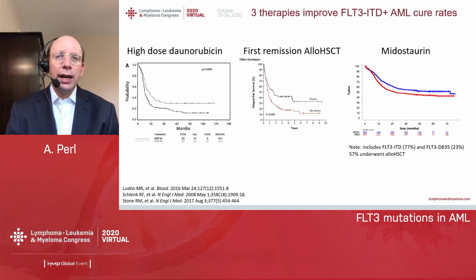Now, if we look at therapies that improve outcome in FLT3 positive AML, we know of three evidence-based approaches here. The first is intensified induction. And high-dose daunorubicin, here using doses of 90 milligrams per meter squared, at least on the first course of induction chemotherapy, has been shown in not one but two studies to improve overall survival, specifically for patients with FLT3 ITD mutation.